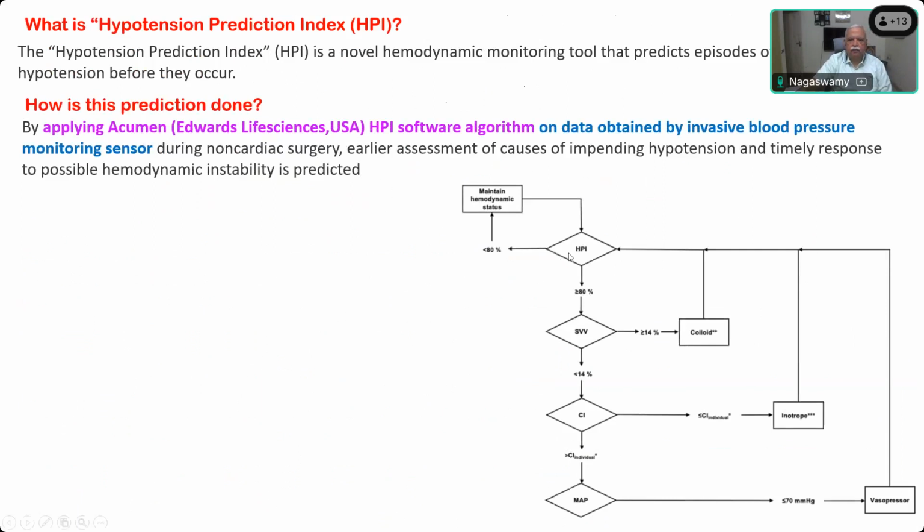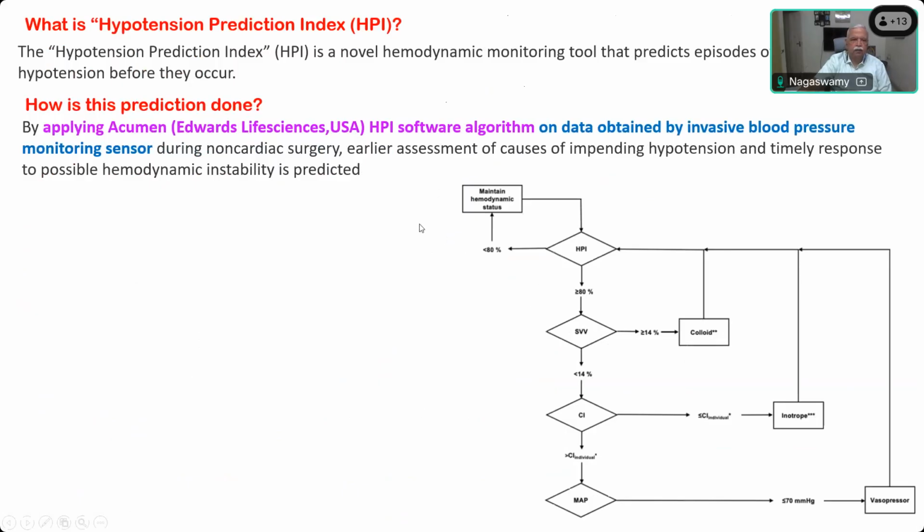With the hypotension prediction index, since it is invasive monitoring, you can assess the stroke volume variation, the cardiac index, and the mean arterial pressure. If the stroke volume variation is high, we go for colloid therapy. If the cardiac index is low, you go for colloid as well as inotrope. If the mean arterial pressure is not maintained above 70, you go for vasopressor also. So that is how this algorithm can be managed.